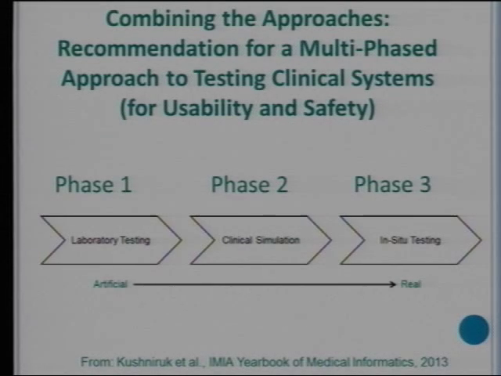So one of the ideas is combining the approaches, and this is where we work with Elizabeth, and how does usability relate to safety? And safety is important, and we can do error reporting systems, but we've been focusing a lot on trying to be proactive. What can you do before you release a system to try to reduce errors? So it's the IMIA Yearbook of Medical Informatics. We kind of packaged what I just said in this lecture as perhaps we need to have multi-phase evaluations prior to release, starting with a prerequisite laboratory level 1 testing, moving to a clinical simulation, and then in situ or near-live testing before releasing systems.